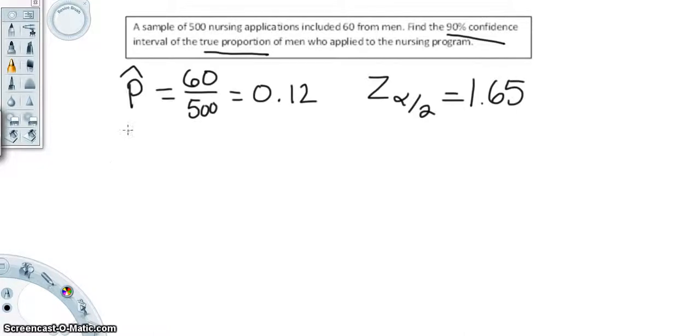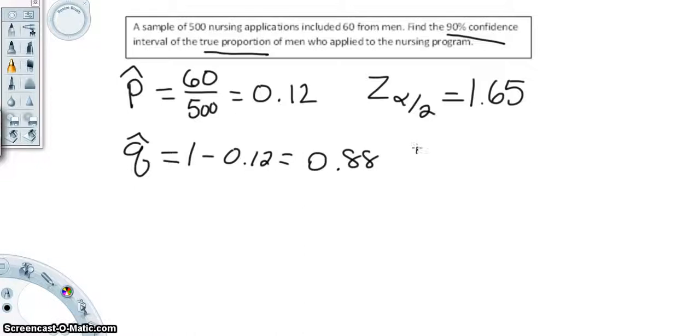And what else do we need to know? We need to know what q hat equals. So if p hat equals 0.12, we know that q hat is going to be the complement of that. So 1 subtract 0.12 gives us 0.88.